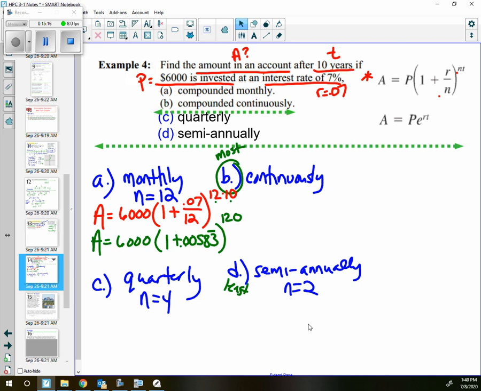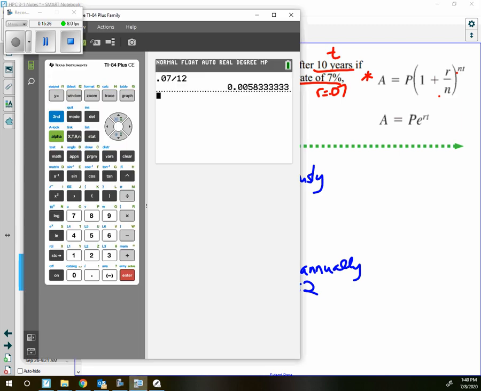And then literally this is going to be a plug and chug on your calculator. Now let's talk about how I would type it in. Some people just type it exactly as it's written. They just type it in. Some people do the calculation that I did first, like order of operations, add 1 to it. So you're starting on the inside, working your way out, raise it to the 120th power, exponents right before multiply, and then take your answer and times it by the 6,000.